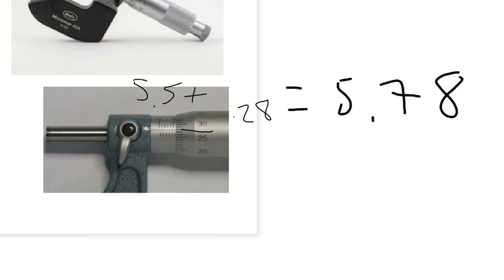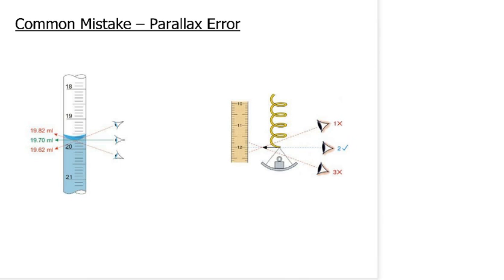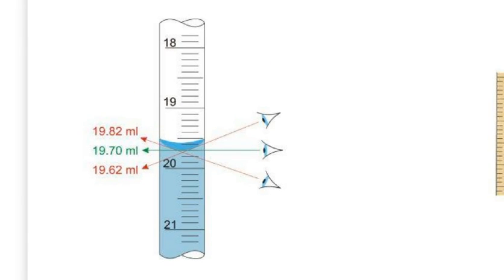Alright, you can go back and watch that again if you want. This video is already getting too long, so let's wrap it up. Alright, and the last thing we want to talk about is a common mistake that can be made when you're making measurements and taking readings, and this is called parallax error. Parallax. So really quick, I'll just do this as fast as possible because this video is very long.